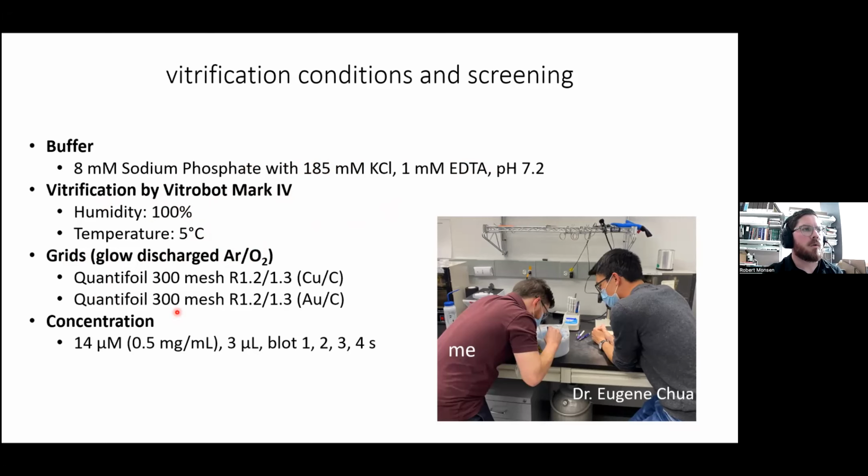And we initially used Quantifoil grids, both copper carbon and gold carbon grids. We started with a concentration of 0.5 mg per mL, which is about what they used in the RNA paper. And then various blot times, at least initially, to try to get an ideal ice thickness.